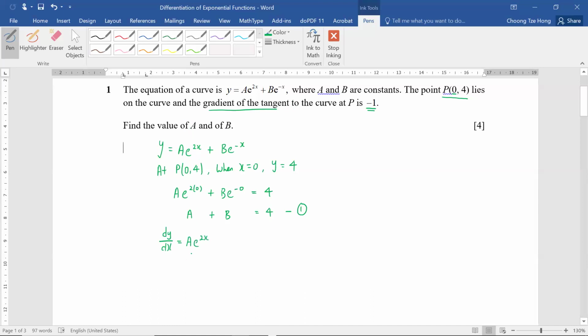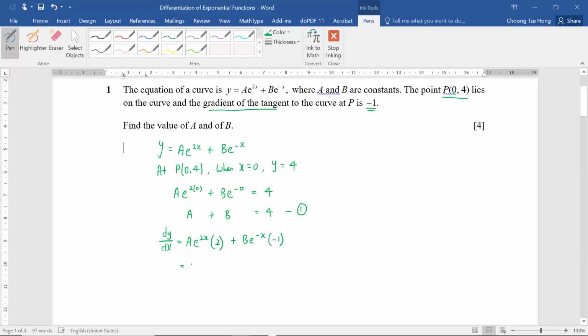So for e to the power of 2x, you differentiate the power 2x, you just get a 2, right? So you just multiply the 2. Then plus b times e to the power of negative x, same thing, just write out the whole thing again. Differentiate the power negative x, you will get negative 1, and there you go. So just tidy up a bit.